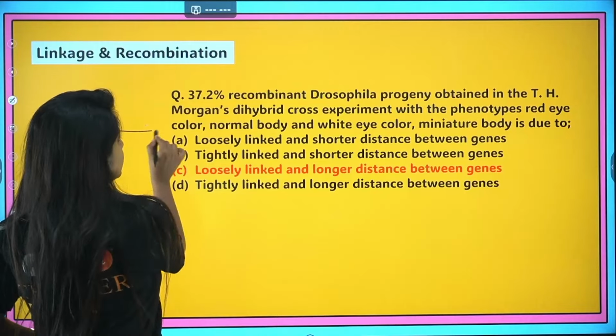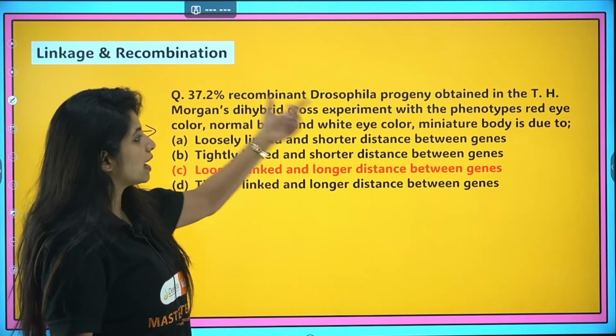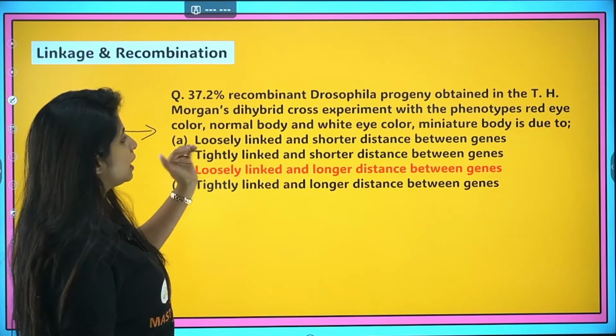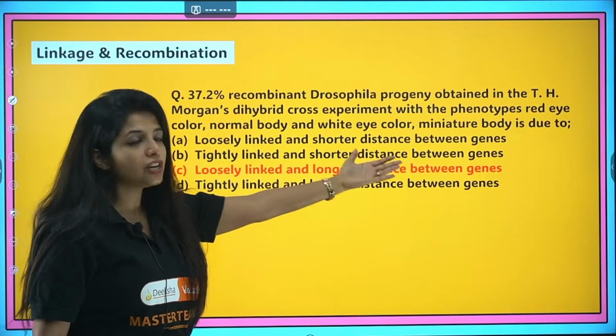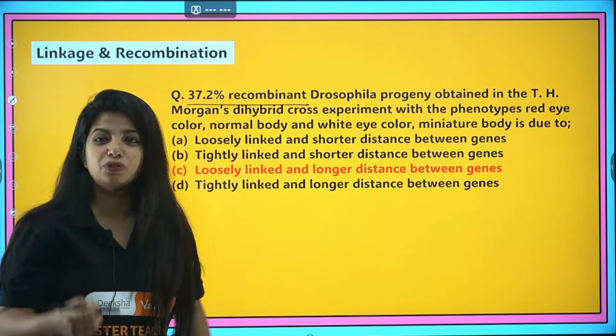So this is a question: 37.2% recombinant Drosophila progeny obtained in T.H. Morgan's dihybrid experiment with the phenotypes red eye color, normal body, and white eye color, miniature body is due to. So they are asking you this much recombination is due to what reason?